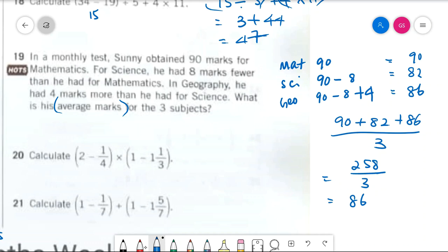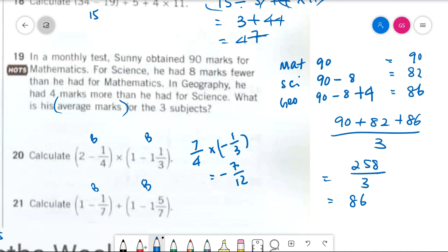Okay, that's all. Now, same idea this one. Because of BODMAS, do the bracket first. Both are going to be the same question. Okay, so let us key in one by one to see what we get. 2 minus a quarter or minus 0.25. Okay, minus a quarter, you will get here answer is 7 over 4. Let's put in fraction, 7 over 4 times with here is 1 minus 1 and 1 over 3. You will get negative 1 over 3. Okay, so you do the multiplication and you will realize you get the answer of negative 7 over 12. Negative 7 over 12. Done.